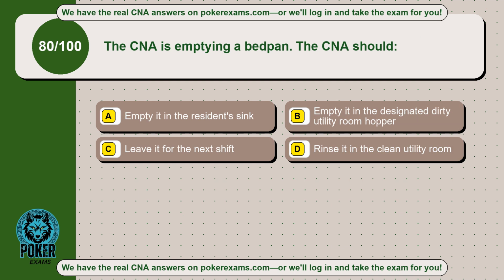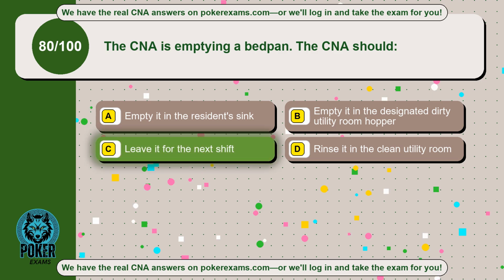Question 80. The CNA is emptying a bedpan. The CNA should: Option A, empty it in the resident's sink. Option B, empty it in the designated dirty utility room hopper. Option C, leave it for the next shift. Option D, rinse it in the clean utility room. The correct answer is option C, leave it for the next shift.